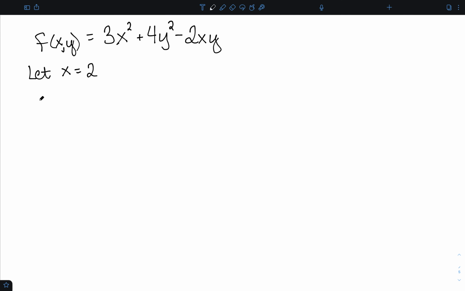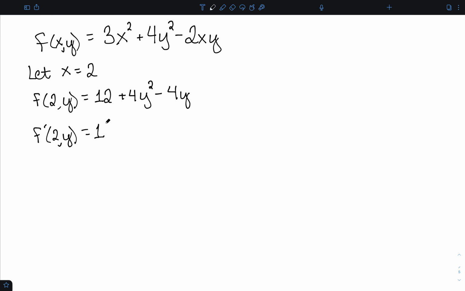For the same function, let's suppose x is equal to 2. Then this becomes 3 times 2 squared, or 12, plus 4y squared minus 2 times 2 times y. And once again, this is a graph in 2 dimensions. We could look at taking the derivative. So this will be 12 plus 8y minus 4.